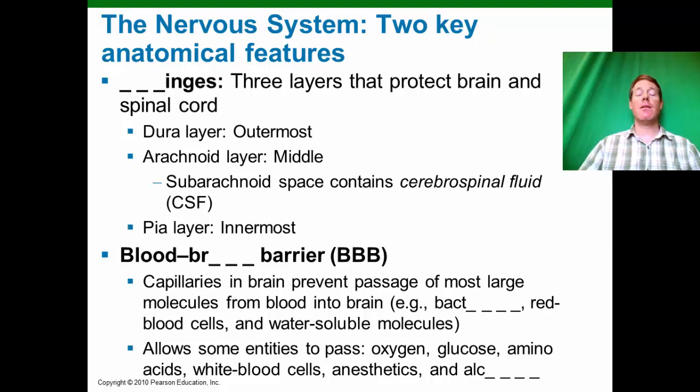However, some entities can pass through the blood-brain barrier. Critically, of course, is oxygen. Your brain needs oxygen, and that oxygen can move from red blood cells through the blood-brain barrier into the tissues of your brain. Glucose, which also is key for feeding the cells of your brain, amino acids, white blood cells, which is key for your immune system to be able to protect the tissues of your brain, anesthetics, and does anyone know that last one? Alcohol. Alcohol can move into the brain. Maybe you're aware of this.